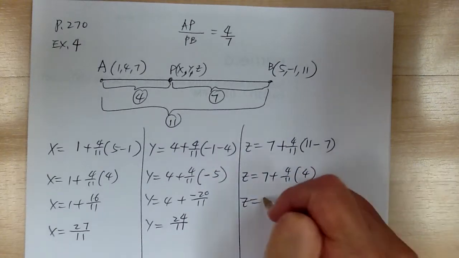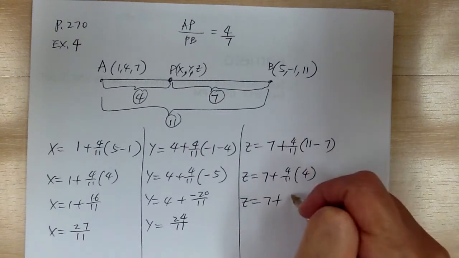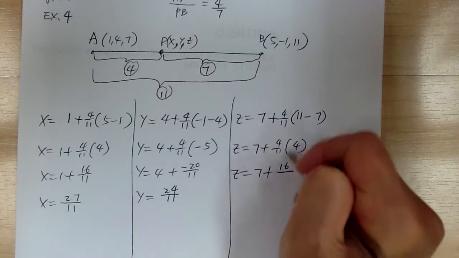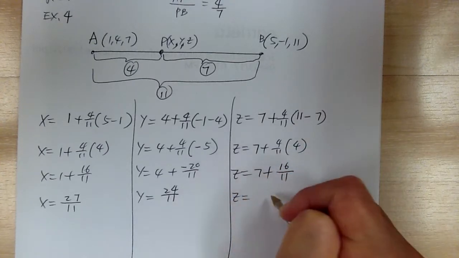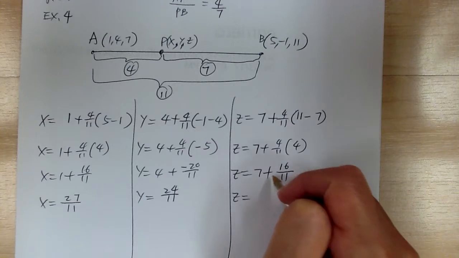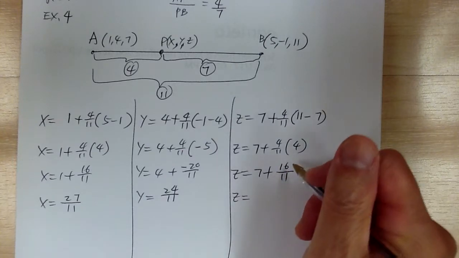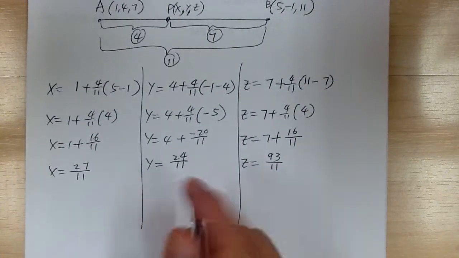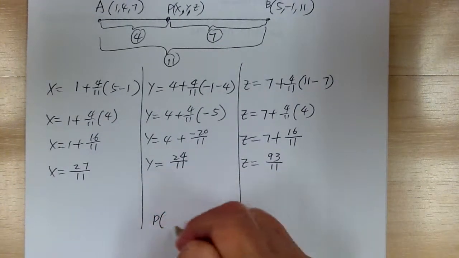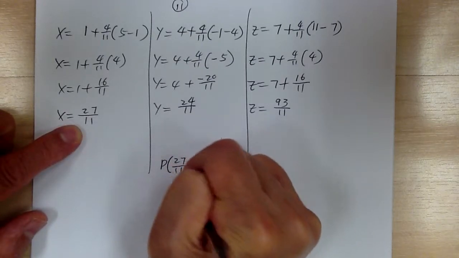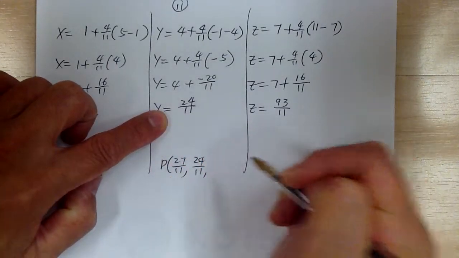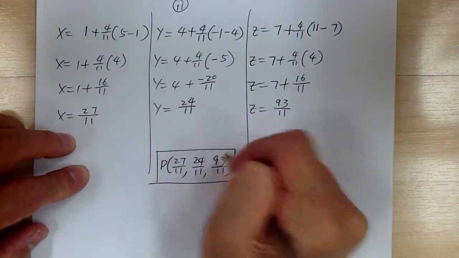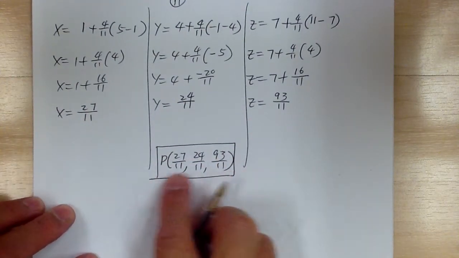Okay, so just work out the math. Again, do it step by step. Okay, remember math is communicating, right? So don't just write down your answer. Okay, and then after that, the point P has a coordinate of 27 over 11, 24 over 11, 93 over 11. Again, you're looking for the coordinate, so you have to put it in parentheses. So this is the coordinate triple.